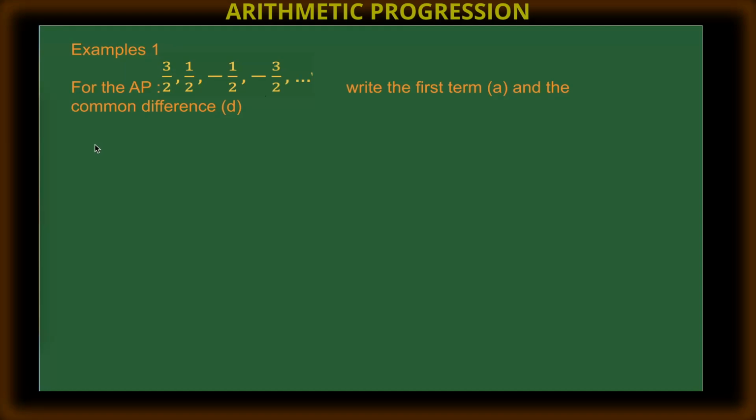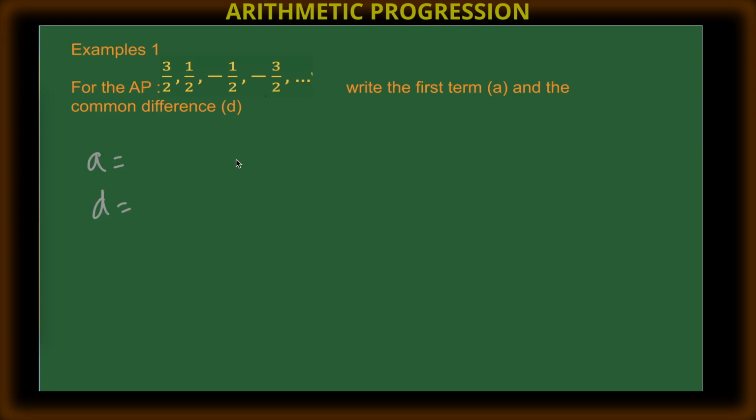Hello students, welcome back. Now we are going to do the examples with respect to the arithmetic progression. So let's start with our first example. Here what it's trying to say is that for the arithmetic progression, write the first term A and the common difference. So here it's trying to say to identify A and D, which is the common difference.